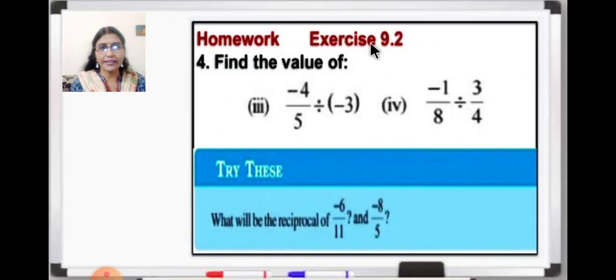Now children, today you have these 2 questions as homework and this 2, try this question. Here you have to divide 2 rational numbers. This is question number 4. This is 2 parts which I have not solved here, but this is your homework and this 2 questions.